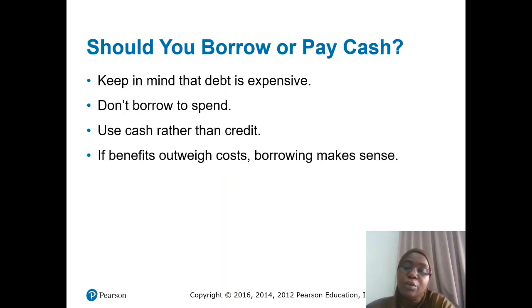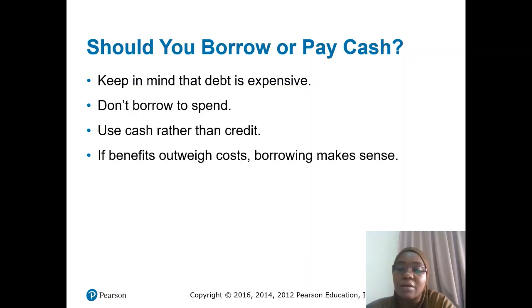Should you borrow or pay cash? This is another decision. And in order for you to decide what to do, you should always keep in mind that debt is very, very expensive. It's very expensive at times to be indebted, because as much as you are striving to pay back that very debt, you will still be running again to pay the interest.